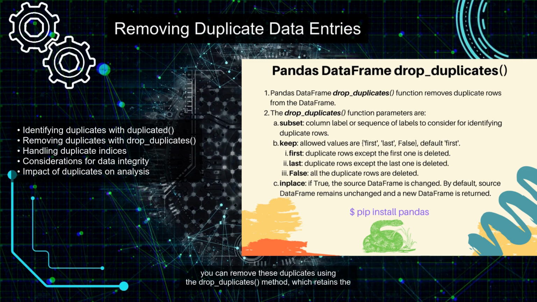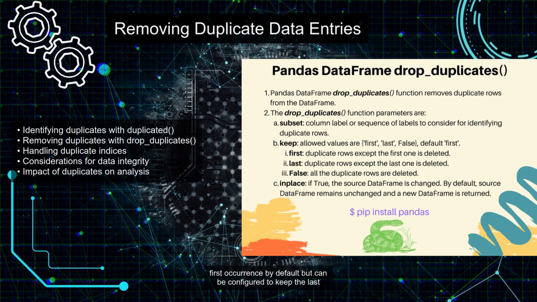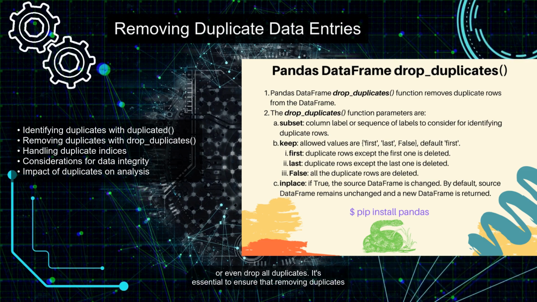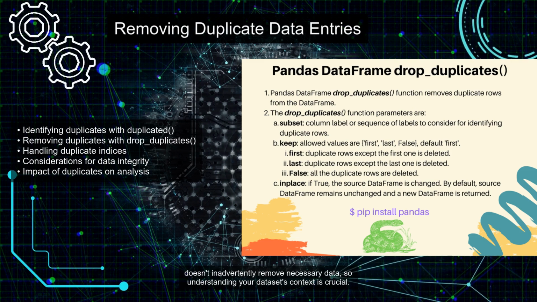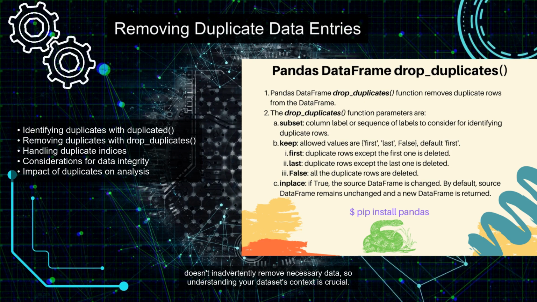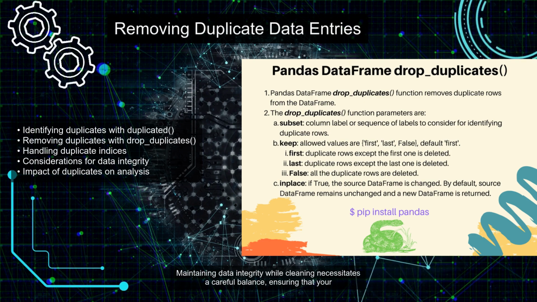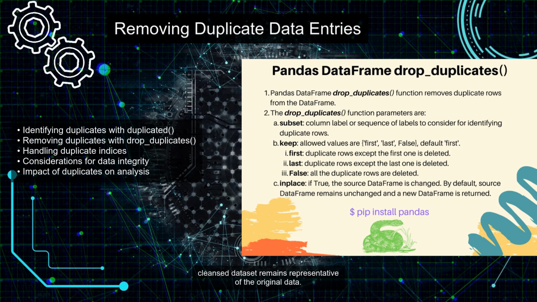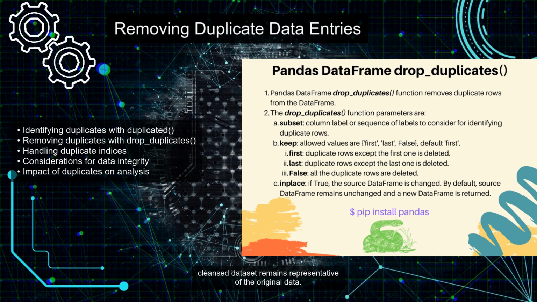Once identified, you can remove these duplicates using the drop_duplicates method, which retains the first occurrence by default but can be configured to keep the last or even drop all duplicates. It's essential to ensure that removing duplicates doesn't inadvertently remove necessary data, so understanding your dataset's context is crucial. Maintaining data integrity while cleaning necessitates a careful balance, ensuring that your cleansed dataset remains representative of the original data.